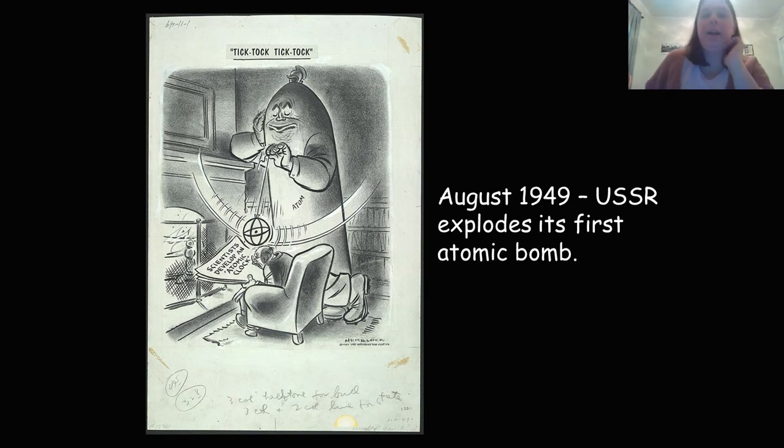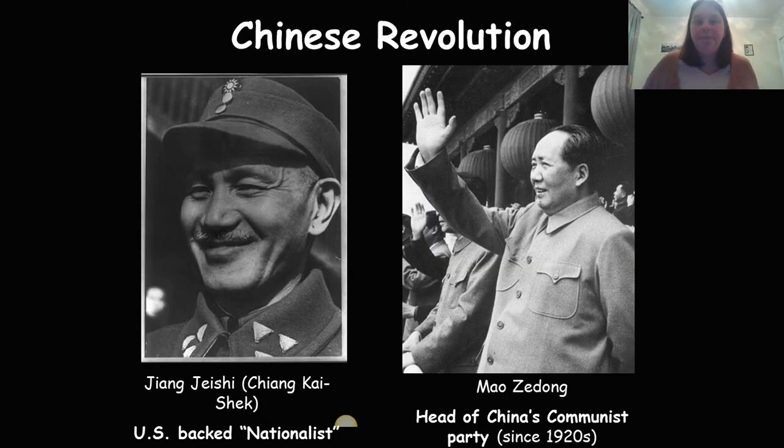In August of 1949, the Soviet Union is going to successfully explode their first atomic weapon. This is a big deal. They've caught up to us. We no longer have the lead in the atomic race, so we're sort of 1 to 1, right, if you're keeping track. And then also that same year, another major loss for the United States comes with the Communist Revolution, or in China, the Chinese Revolution.